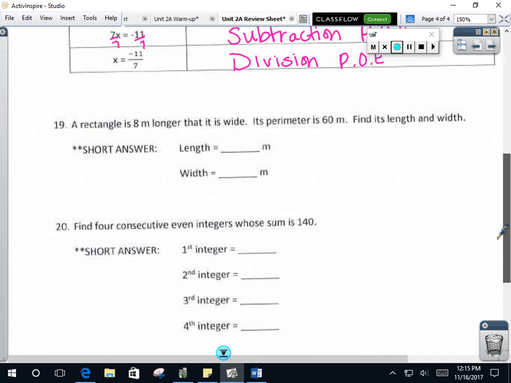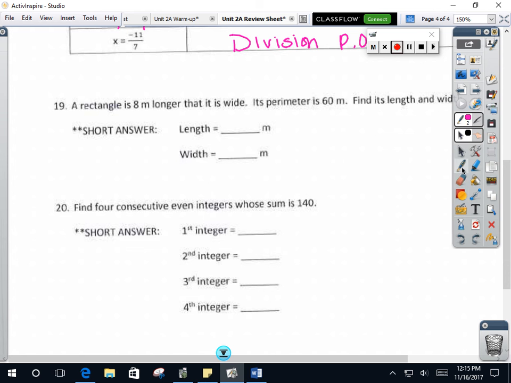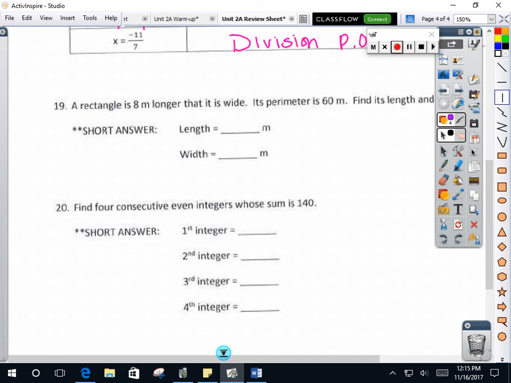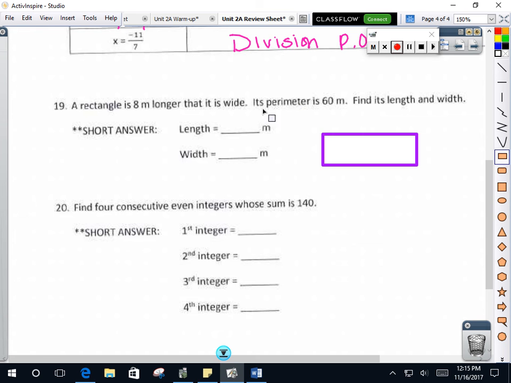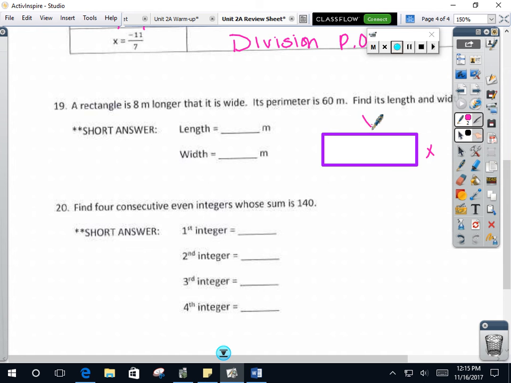All right, number 19. A rectangle is 8 meters longer than it is wide. Its perimeter is 60. Find its length and its width. Okay, well, the first thing I did was I drew myself a rectangle because I like visuals. Right now, I don't know the length and I don't know the width. They're both unknown, so I'm going to put x for unknown. But what do I know about one of them? So the length is 8 meters more, right? So on the length side, shouldn't I just add 8 more?